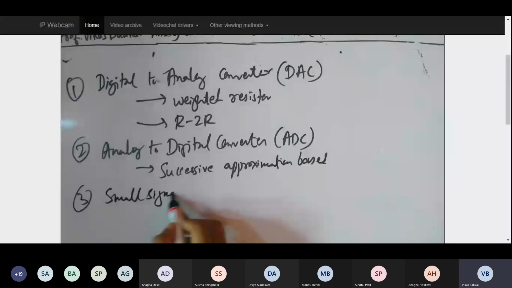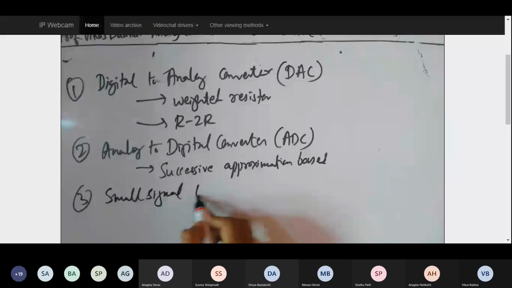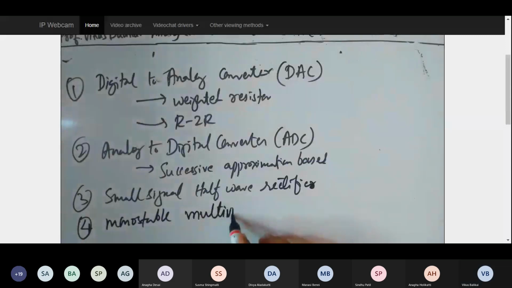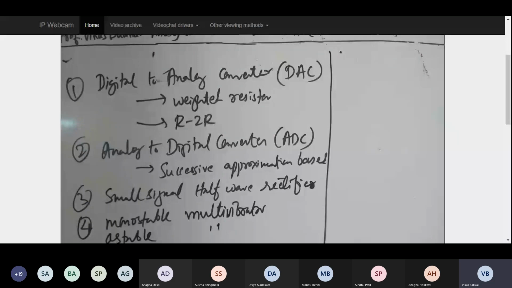Small signal half wave rectifier was the thing that we tried to understand. That was my third concept. And then we tried to understand monostable multivibrator, and first table is still pending, so let me just write it. So this is what was our fourth concept, and then immediately we tried to jump into the filters.